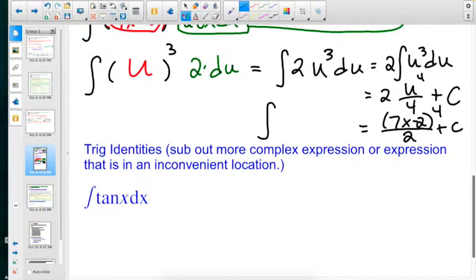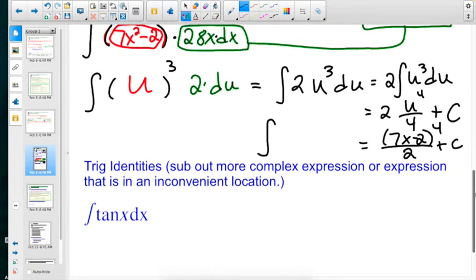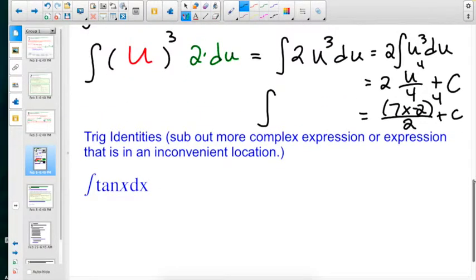So integrating, I can't even remember the original problem now. Integrating 28x, I think I forgot a square there. Integrating 28x times 7x squared minus 2 cubed gets us that.